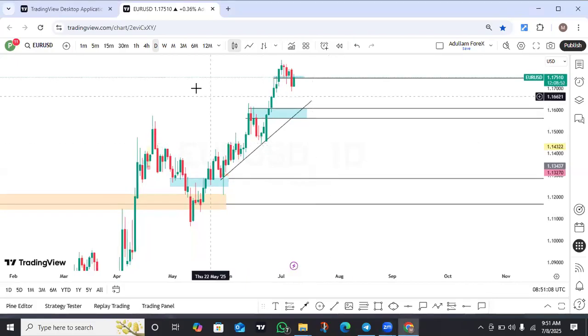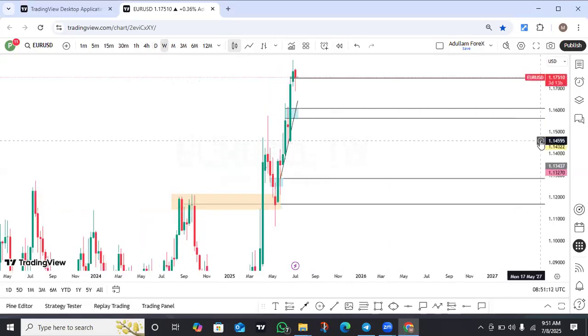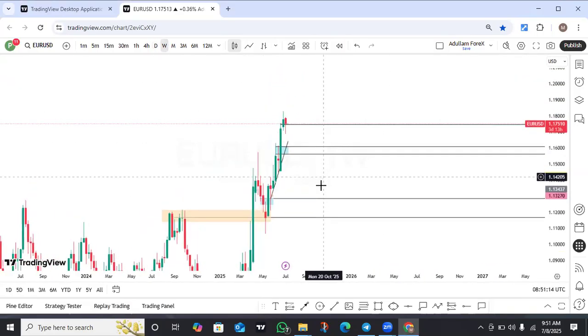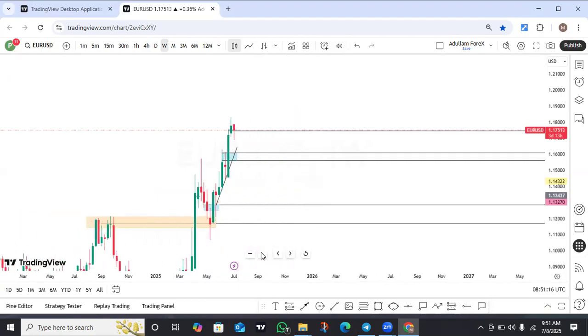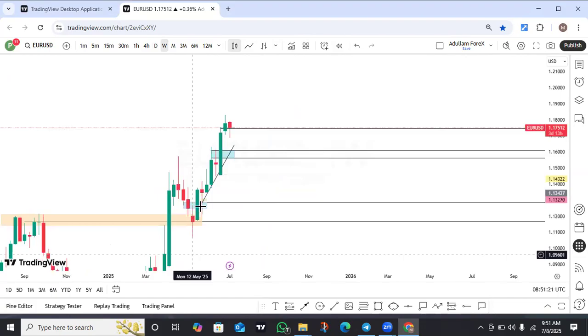So, we go to the weekly time frame. On the weekly time frame, what do I have? I have this confirmation candle on the weekly time frame. This confirmation candle has already given me the confidence that if the market is to push back down to this level, we are going to look for some buy opportunities, right?